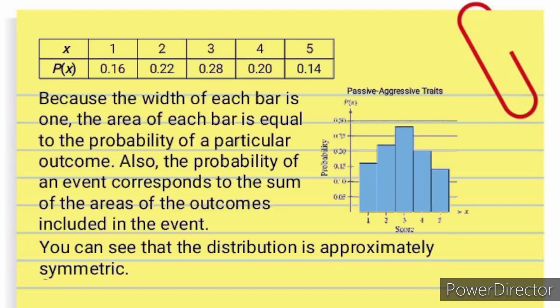Now, let me show you the graph of the discrete probability distribution that we had. Because the width of each bar is 1, the area of each bar is equals to the probability of a particular outcome. Also, the probability of an event corresponds to the sum of the areas of the outcomes included in the event. You can see that the distribution is approximately symmetric.